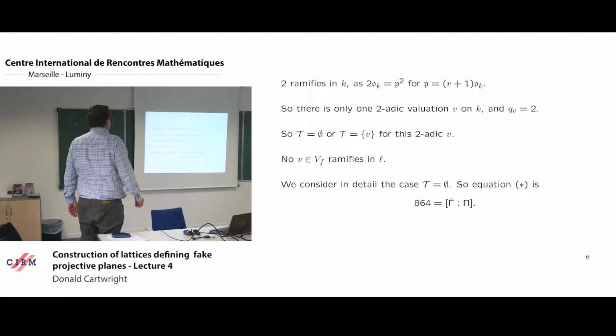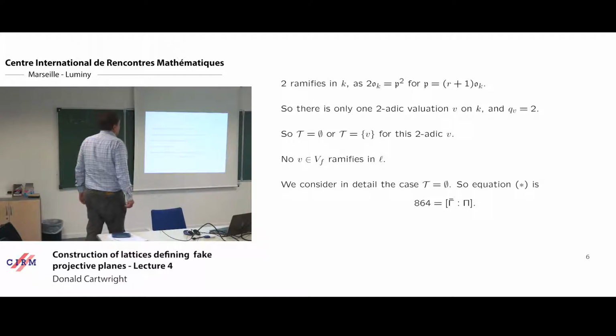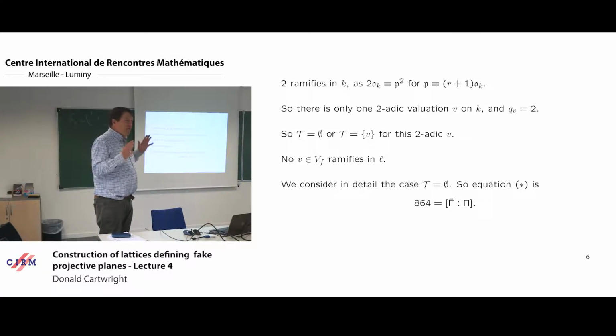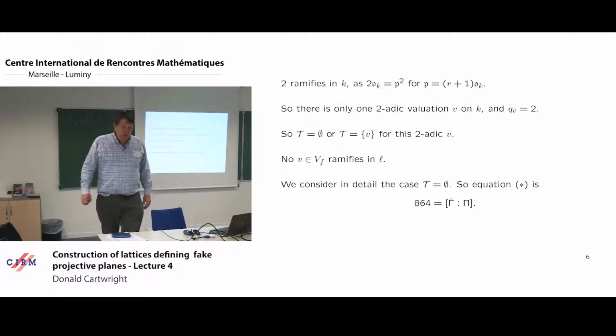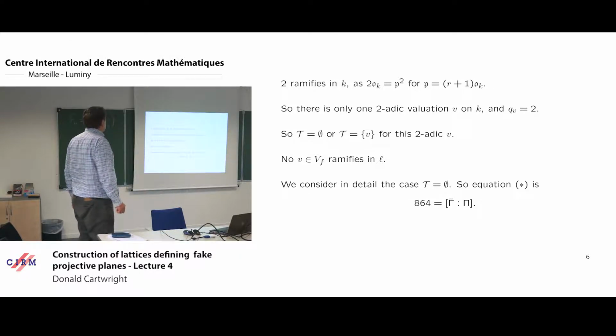So there's only one 2-adic valuation on K, and Q sub V is 2. So that is a candidate for the previous slide. So Q_V equals 2 is around. I mean, if it didn't split, if it was inert, then Q sub V would be 4, and then even that V would not be possible. But in fact, Q_V is 2 here. So the possibilities for this T, it's empty, or it contains the one 2-adic valuation on K.